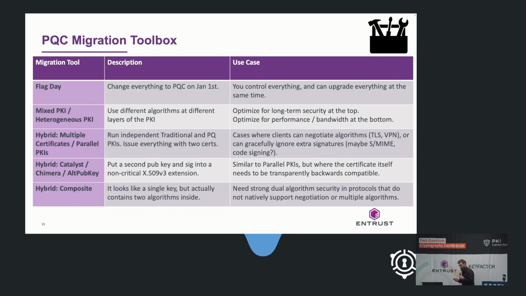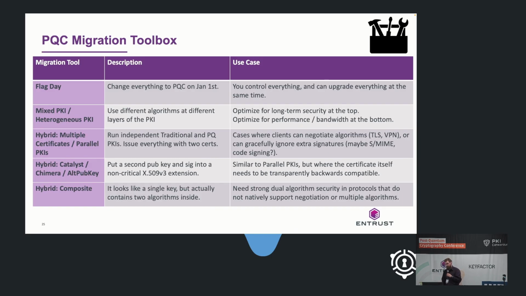So at this point, I will read through this slide. So Flag Day, if you can afford to just say everything stops on January 1st, great, highly recommended, do that. Otherwise, you need to look at options. And so you could look at mixed PKIs, gets you the ability to fine tune your security properties and also your bandwidth and performance properties as you go down the hierarchy. If you're doing largely negotiated protocols like TLS or VPN, I would recommend a multi-certificate approach where you just issue all your entities an RSA as usual and then a new PQ and let them negotiate online which one to use.